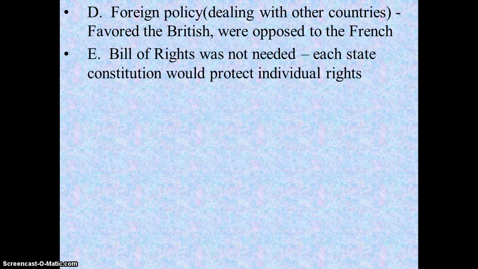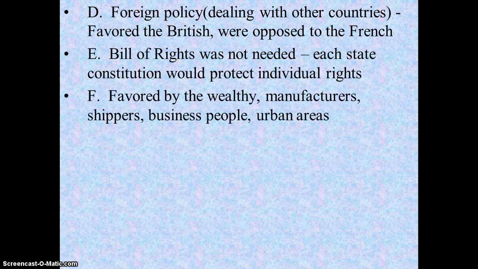Foreign policy, dealing with other countries: they favored the British and were opposed to the French. They felt that a Bill of Rights was not needed. Each state constitution would protect individual rights. At this time, each state had written their own state constitution, and they had all included a Bill of Rights. Therefore, they didn't feel the national constitution required a Bill of Rights. It was favored by the wealthy, manufacturers, shippers, business people, and urban areas.